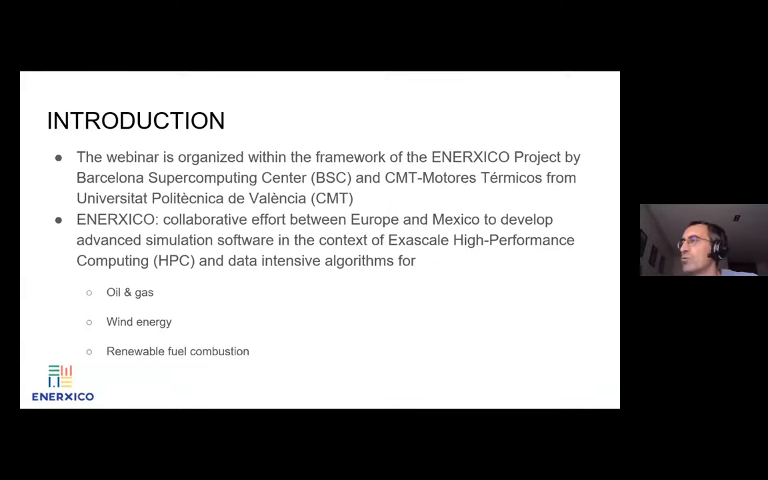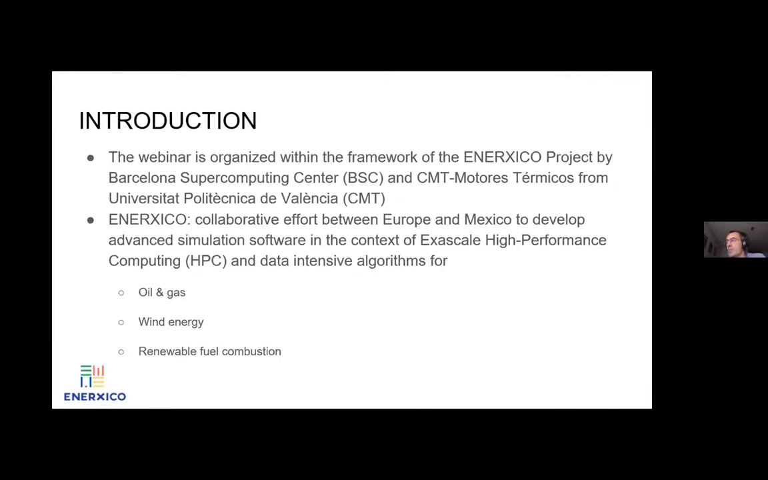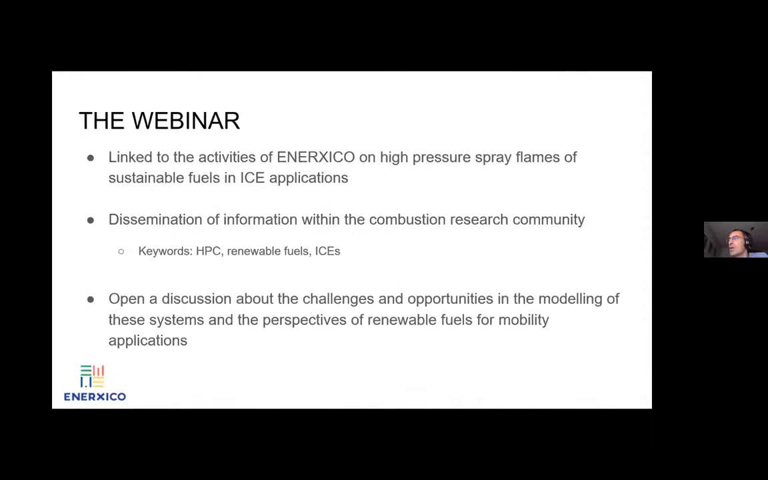We intend in this project to use or improve exascale high performance tools for the energy industry, in particular for oil, gas, wind energy, and renewable fuel combustion. So we have linked this webinar to the activities in ICE applications. That's why the talks will be on IC engines and applications.